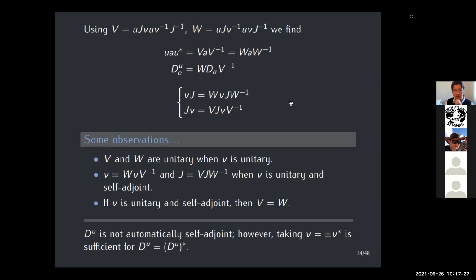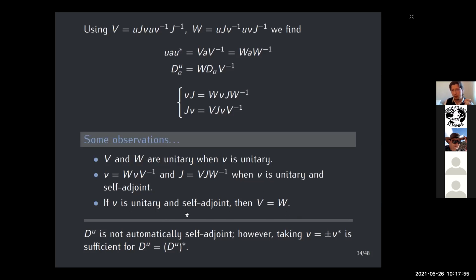So now let's make some observations. First of all, we were worried about V and W not being unitary. When are they unitary? Well, when nu is unitary. So that's something we might want to be interested in. Furthermore, when do we have that nu and J satisfy these separate conditions that I mentioned? Well, precisely when nu is unitary and self-adjoint. But if nu is unitary and self-adjoint, then V and W are actually exactly the same.